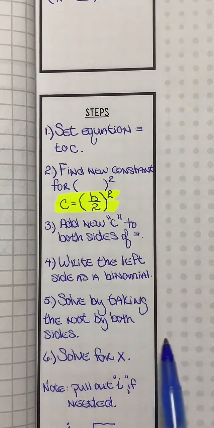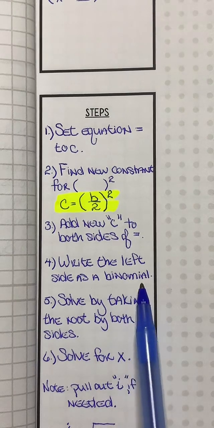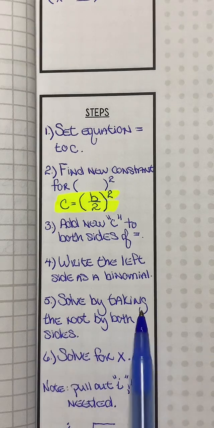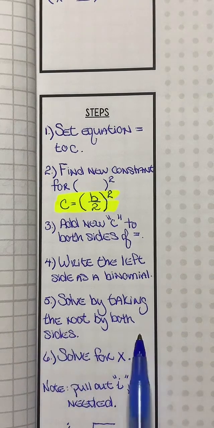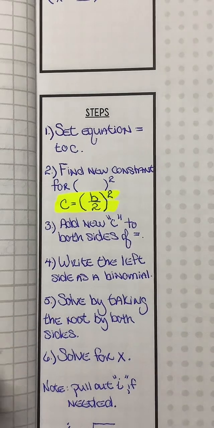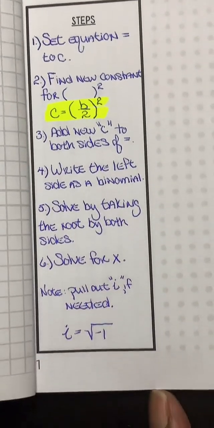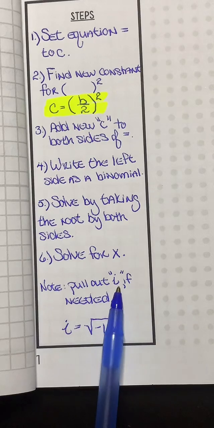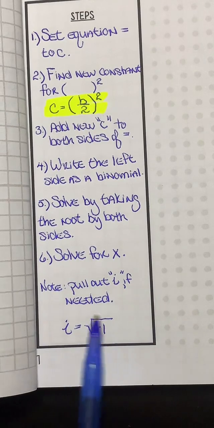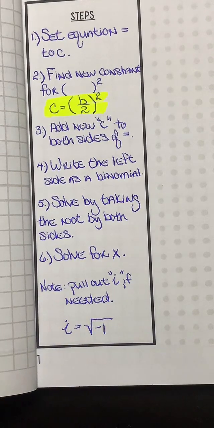Now, after we do that, on the left-hand side, I'm going to show you how to do the binomial, and I'm also going to show you how to get that a lot quicker than most. You know me, shortcuts. Then we're going to solve by taking the square root of both sides and then solve for x. When we complete the square, I'll tell you where we could stop and where we have to completely finish. Here's another little tip: if you get an i, aka a negative underneath the radical, we have to pull that out. Remember, i equals the square root of -1.